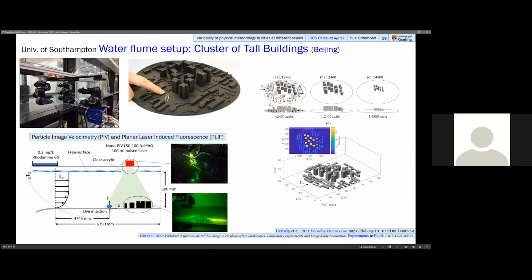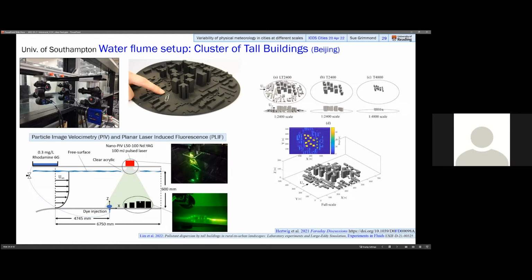Again, we can build a series of tall models and we can rotate them for different wind directions. We can also print the model at different scales. So in London, we were looking at isolated tall buildings at the scale of 1 to 200, and now we're looking at scales of 1 to 2,400 or 4,800.